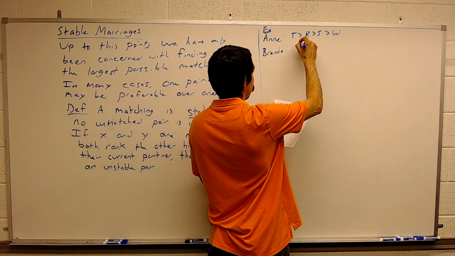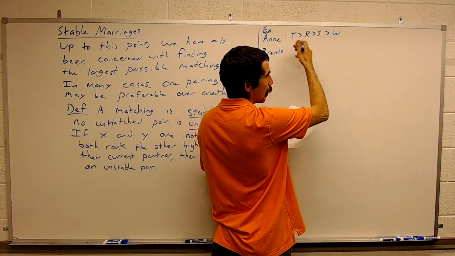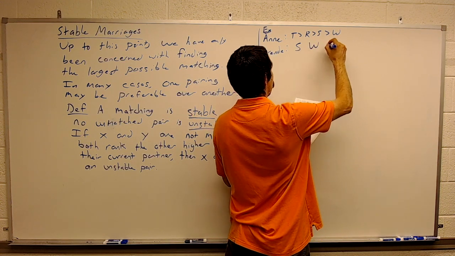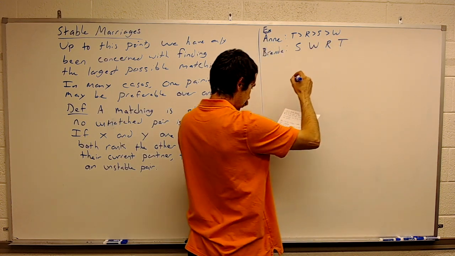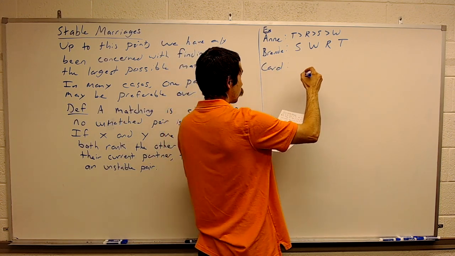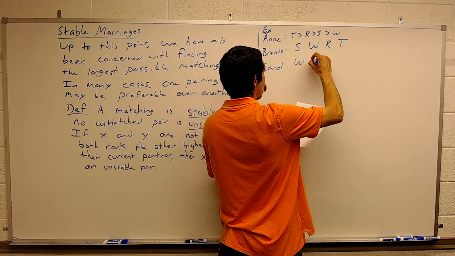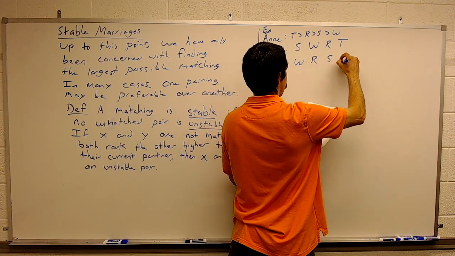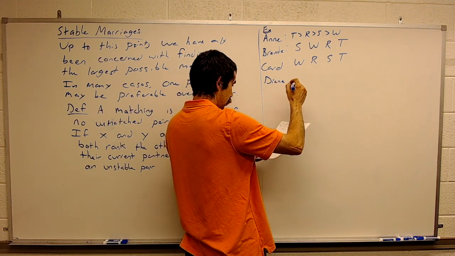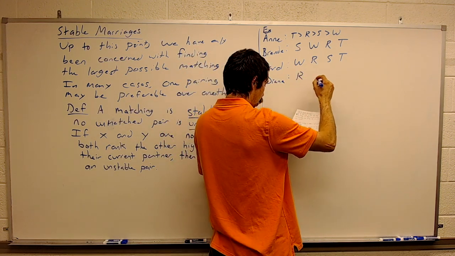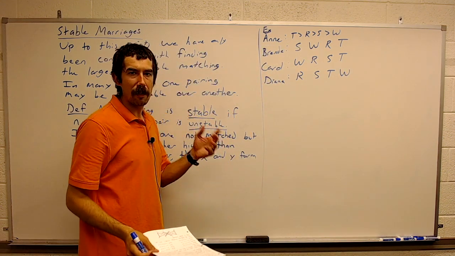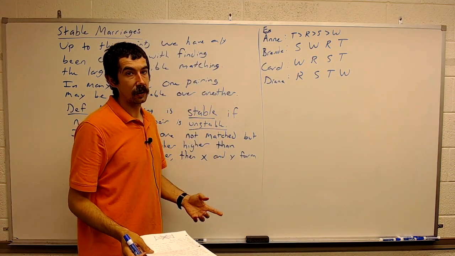Brenda ranks them S, W, R, T. I'm not going to put the inequalities each time, just biggest is on the left and it gets smaller. Carol: W, R, S, T. And Diana: R, S, T, W. All right, so this is how the women rank the men.